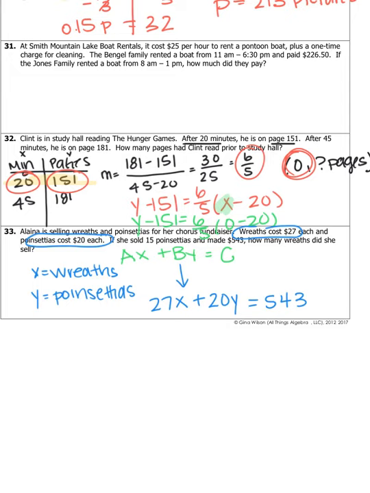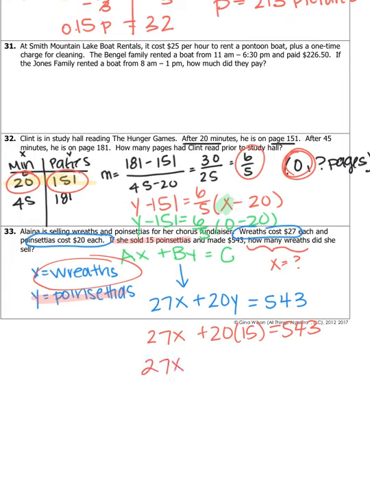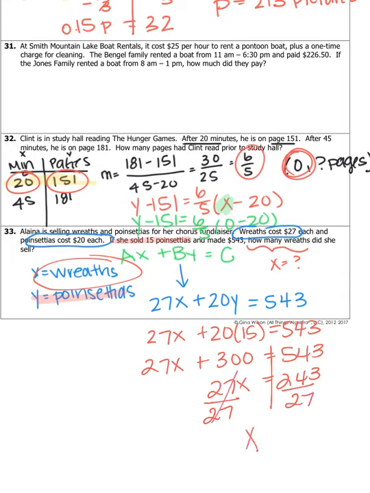$543. I also know that she sold 15 poinsettias. So that was my y. So where y is, I'm going to put 15. And now I'm going to solve this for x, because that's what it's asking me for. How many wreaths, which was what x is. So 20 times 15 is 300. To finish solving for x, you'd have to subtract 300 from the other side. You'd get 243. Divide both sides by 27, and we get that she sold 9 wreaths.